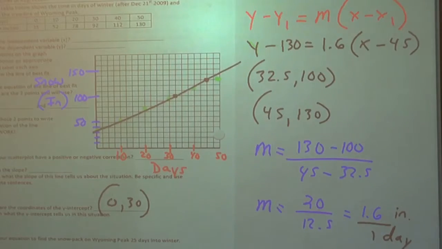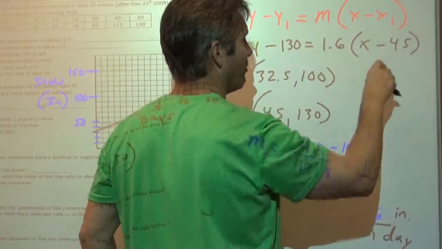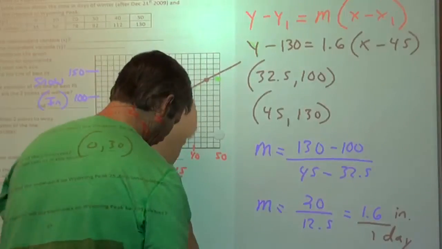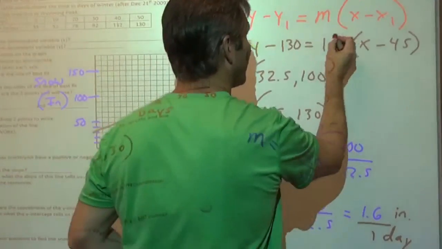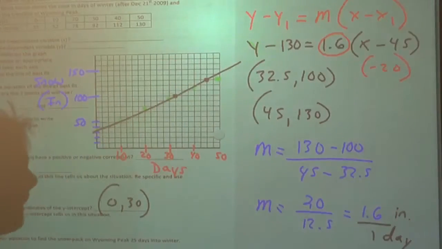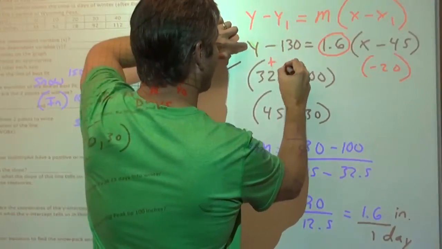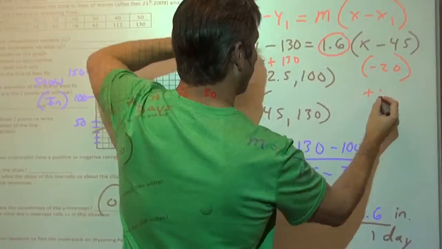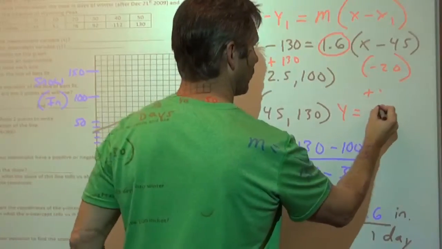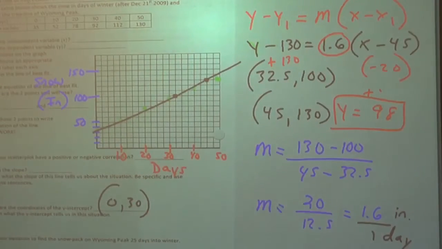Use your equation to find the snowpack 25 days into winter. So I could put 25 days there. 25 minus 45 is going to be negative 20. I will take 1.6 times the negative 20, and that would give me negative 32. And then to get y, I would add the 130 to that, and what I would get is y is equal to 98. Okay, you know how to do an equation, so I'm trying to save time here, but we would predict about 98 inches in that case.